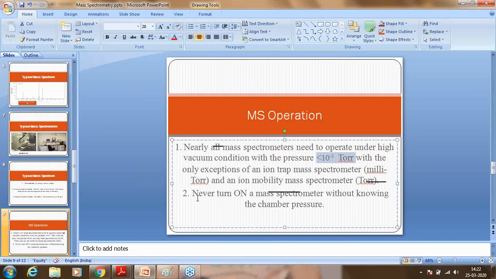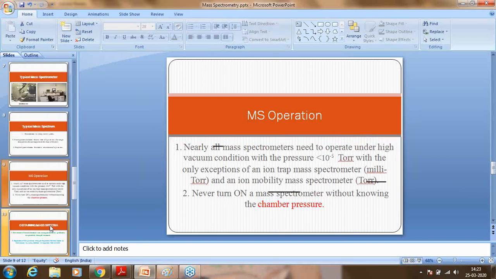Next, if you are new and do not know how to operate the mass spectrometer, never turn on the mass spectrometer without knowing the chamber pressure. The chamber pressure plays a very important role in running the mass spectrometer. As I've told you, if the chamber pressure is not up to the level, not less than 10 to the power minus 5 torr, you will not get the proper result and it may affect the instrument also. So without knowing the chamber pressure, do not turn on the mass spectrometer.